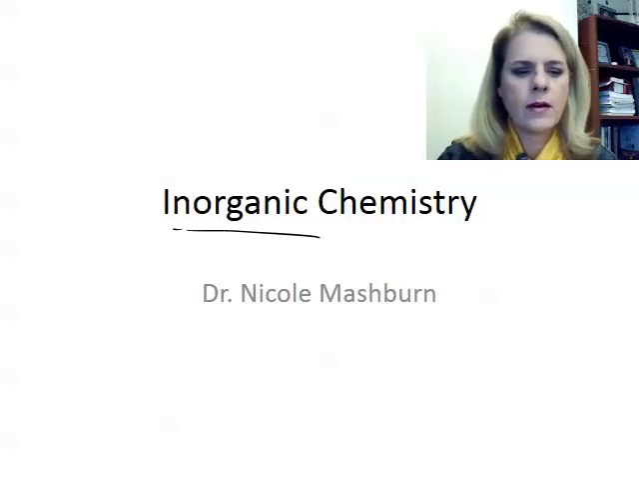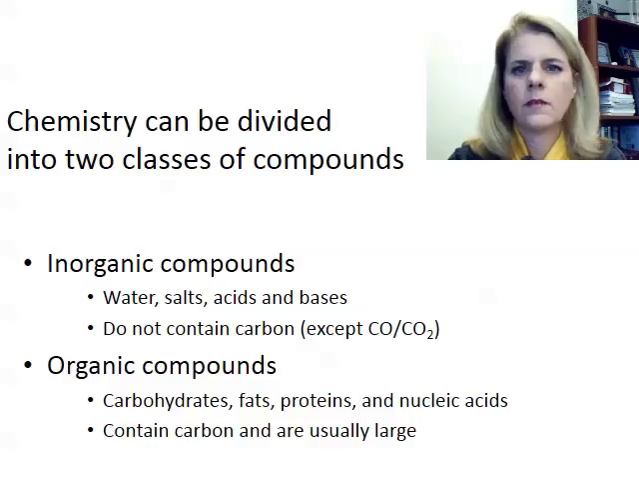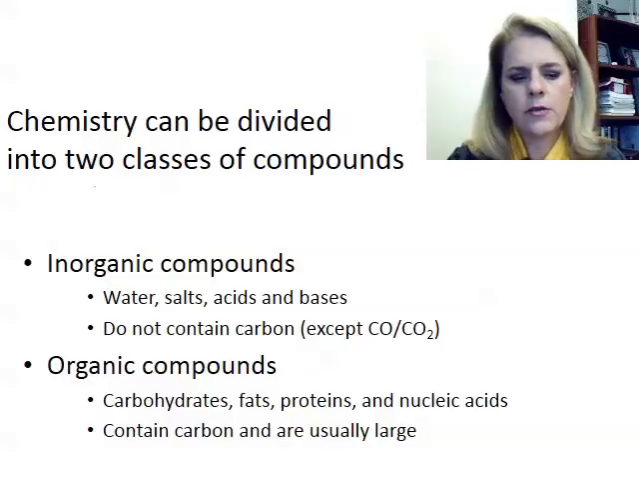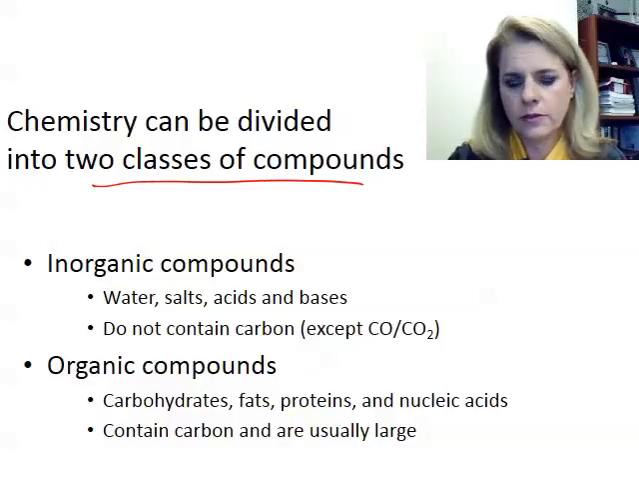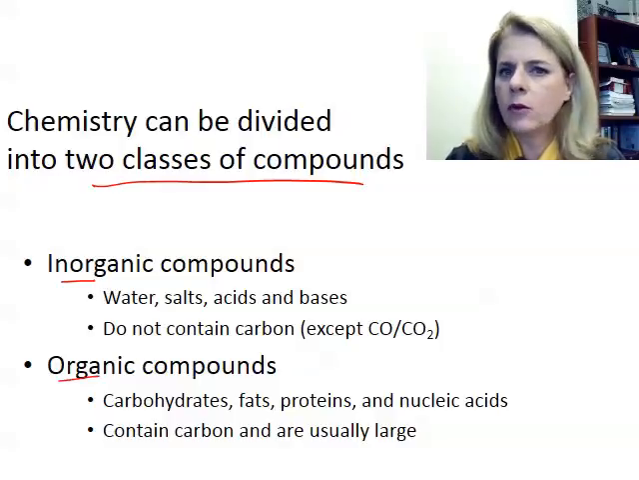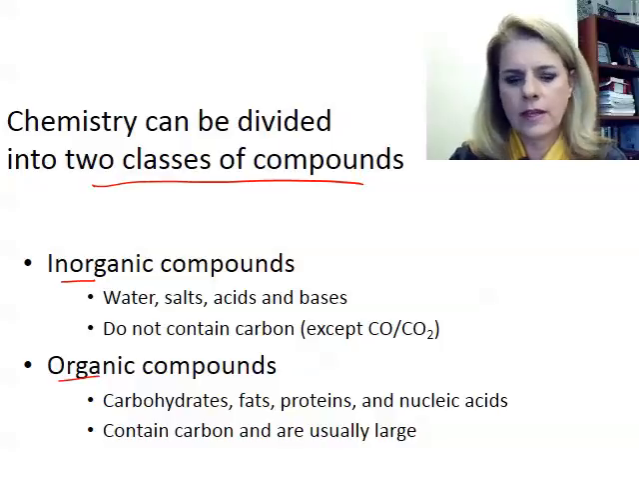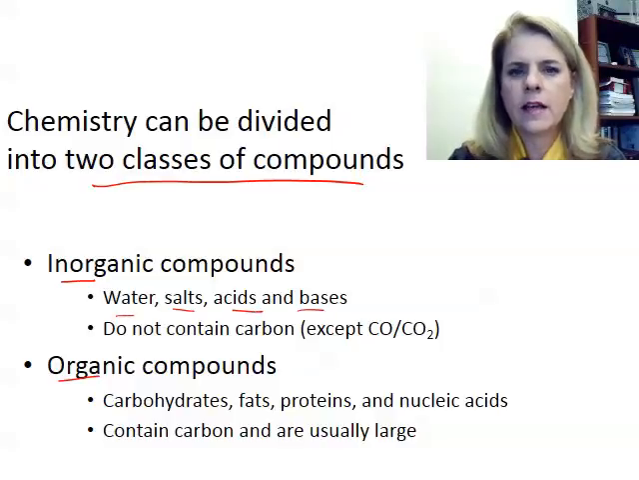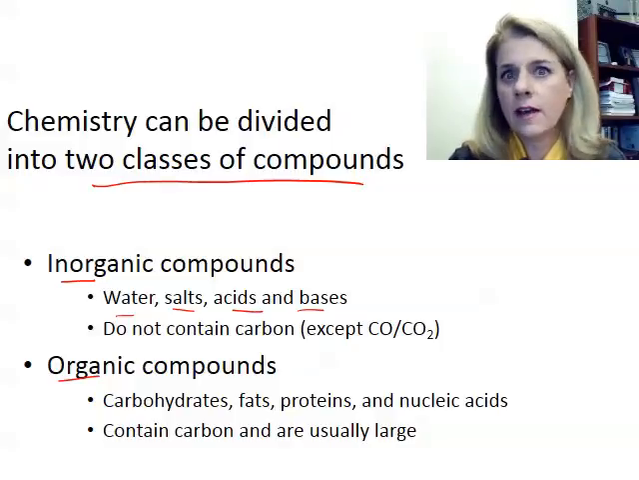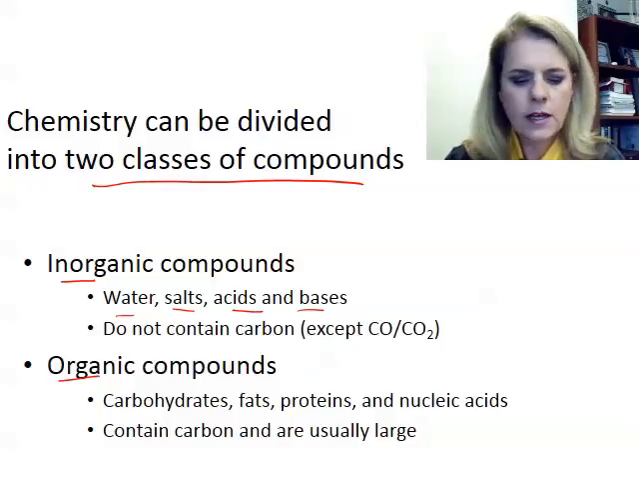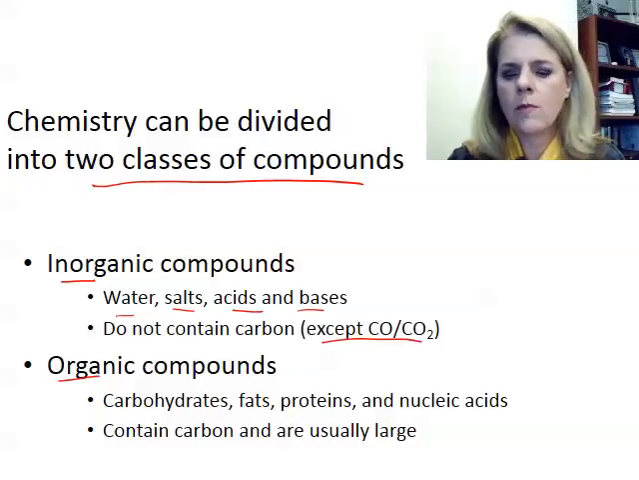So when we think about chemistry, we can divide chemistry into two main classes of compounds. We have inorganic compounds and organic compounds. And when we think about inorganic compounds, we're talking about things like water, salts, acids, and bases. These are all things that do not contain carbon. Now, I never say never because there's always an exception. And so the exceptions are carbon monoxide and carbon dioxide.